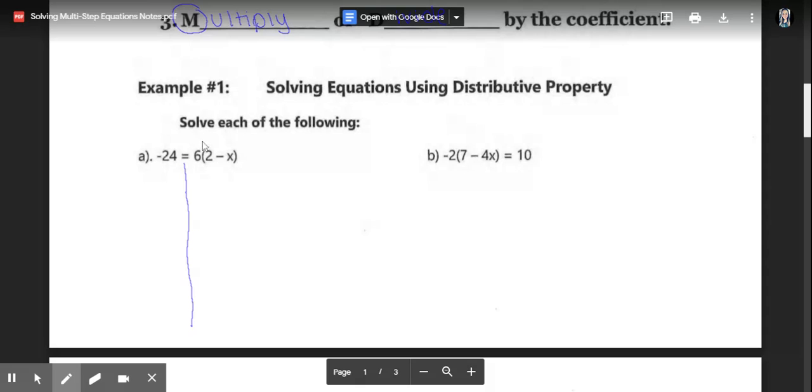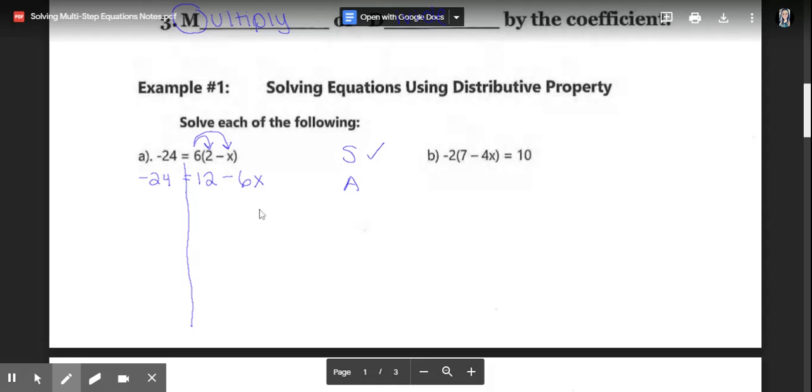Distribute means you take the number out front, you draw arrows to each term inside the parentheses, and then we multiply it in. So 6 times 2 is 12. 6 times a negative x makes negative 6x. Remember, minus and negative mean the same thing. So I'm combining these together so it makes one term. On the left-hand side, I'm just going to bring down the negative 24. So that takes care of the S. That step is done.